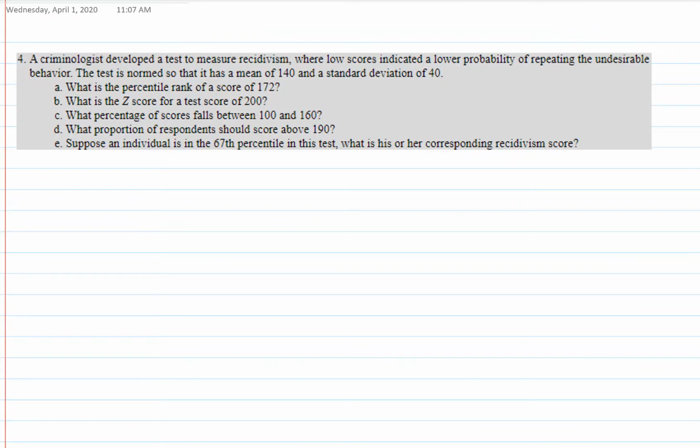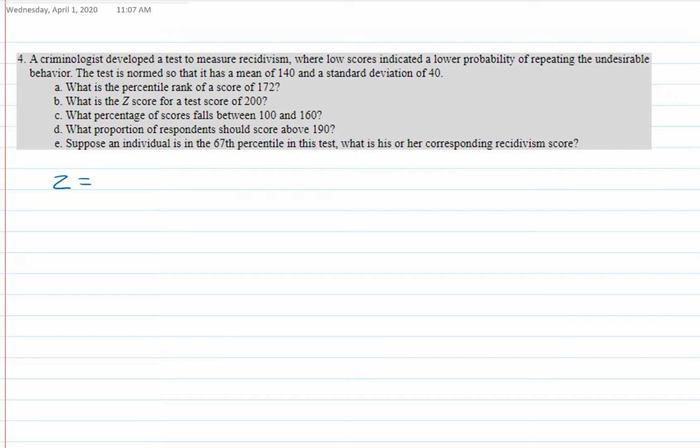Okay, we've cleared the decks, and let's tackle E now. E is different than all of the other problems that we've looked at so far. The other problems, we were given a z-score, and we wanted to find out a percentile, or a percentage, or a proportion. In problem E, we're given a percentile or proportion, and we need to find the corresponding recidivism score. Let's see if we can figure out how best to solve this.